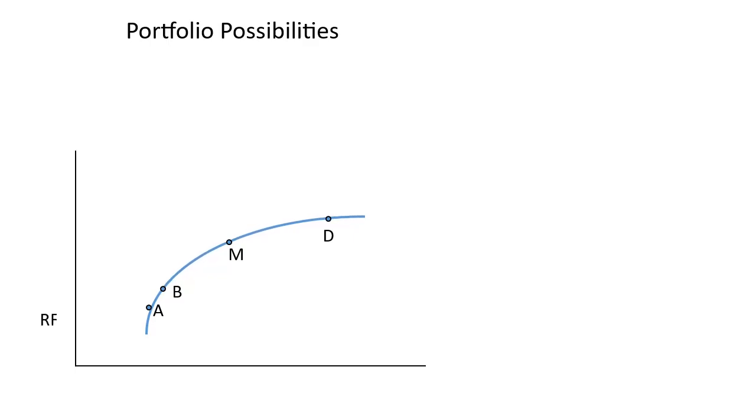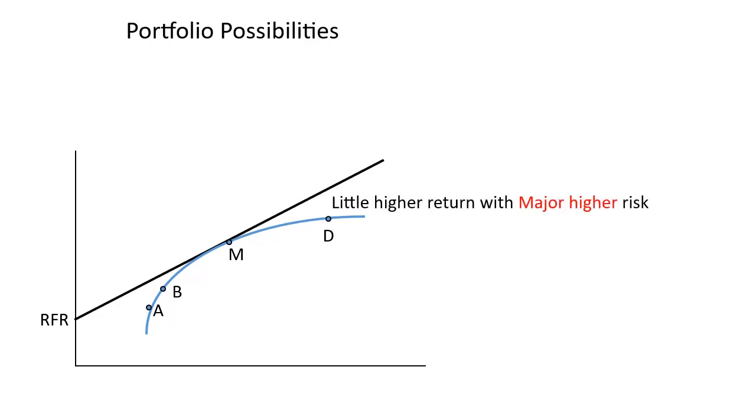If we take the risk-free return point on the return side and draw a line that's tangent to this efficient frontier, the tangent point here, M, represents the ideal or the best mix for the investor. To the right side of point M, there will be a little higher return, but with a much higher risk. And to the left side of point M, there will be a little lower risk, but with a much lower return. Hence, M is the ideal investment portfolio.